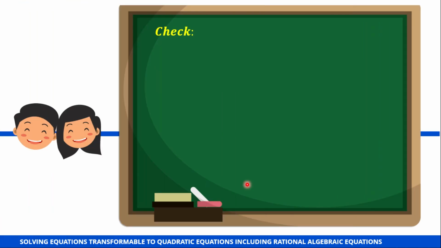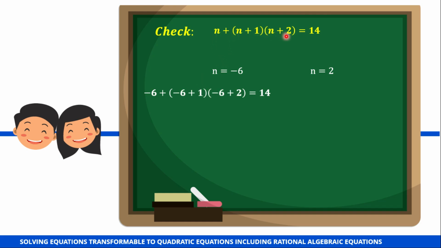To check, let's use the original equation. This is our equation. Let's have the first value of n, which is negative 6. And then isusunod natin yung n is equal to 2. Ipalit natin yung negative 6 sa ating original equation. Lahat ng n, papalitan natin ng negative 6. So we now have negative 6 plus quantity negative 6 plus 1 times quantity negative 6 plus 2 is equal to 14.